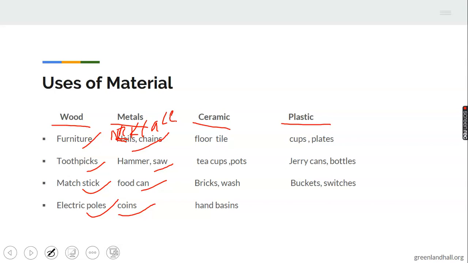Then we have some teacups, some pots. They are made of ceramic, like jug. Then we have bricks. They are made of ceramic. Then we have some hand basins. They are made of ceramics. Then let's go to plastic.